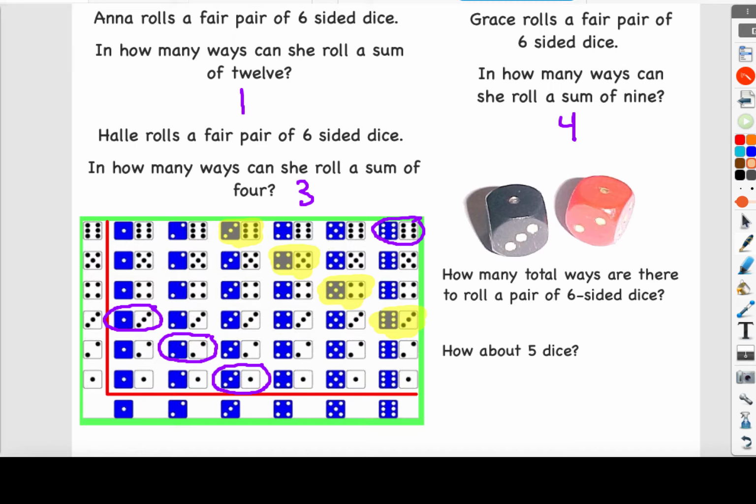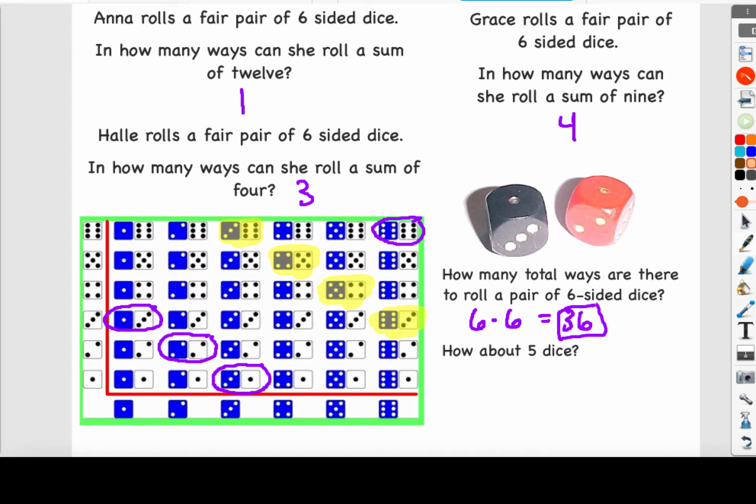Down here at the right, how many total ways are there to roll a fair pair of six-sided dice? Well, we could just count up everything on the chart, but really what we can say is, well, there's 6 ways to roll the first dice, and there's 6 ways to roll the second one. So it makes sense if you take a good look at our chart, 6 by 6, there are 36 total ways, right, to roll a fair pair of six-sided dice.